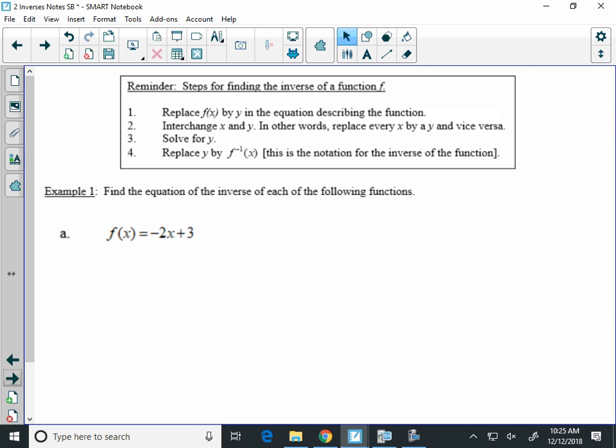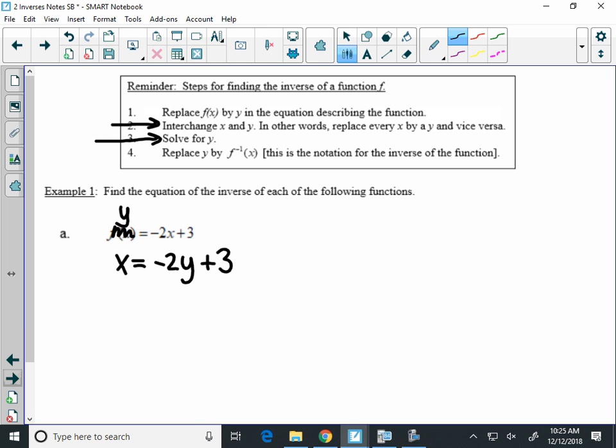So when we find the inverse, remember f of x is the same thing as y. So you really just have y equals negative 2x plus 3. To find the inverse, biggest thing, interchange x and y. That means flip this. X equals negative 2y plus 3.